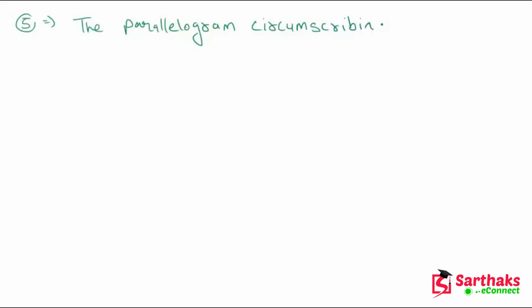The next property, number 5, is the parallelogram circumscribing a circle. The parallelogram circumscribing a circle is a rhombus.